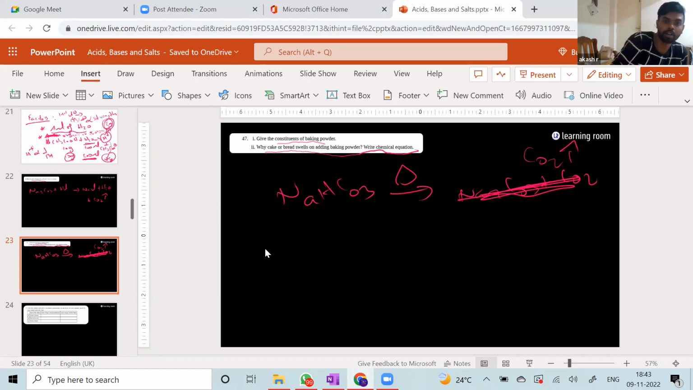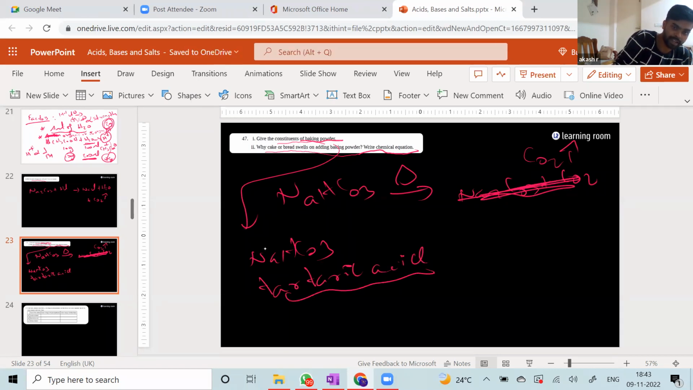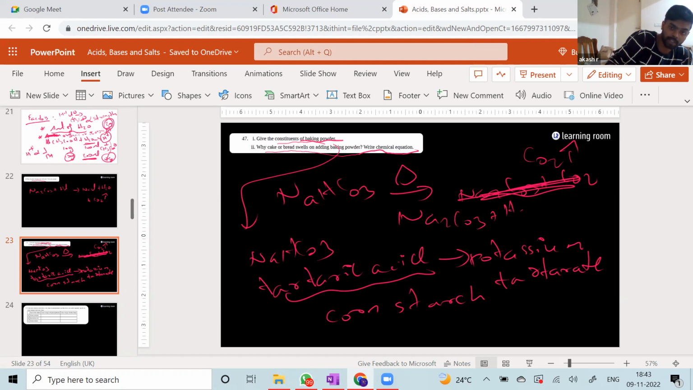Okay, so what is first going to be present in baking powder? You are going to have NaHCO3, and tartaric acid. Actually, instead of tartaric acid, the better way of writing it is potassium tartrate. And the next one is starch, cornstarch, we call it. Now, what we wrote was correct only. So NaHCO3 on heating is going to give me Na2CO3 plus H2O plus CO2. And it's because of the presence of CO2 coming out that it becomes very fluffy.